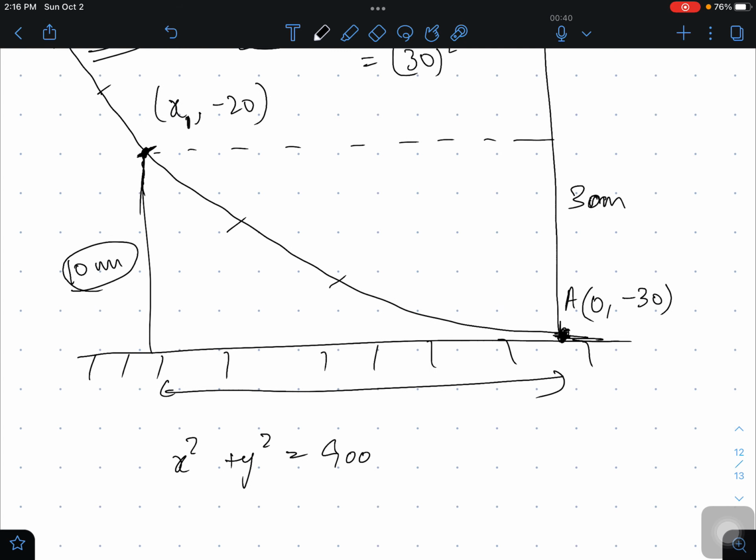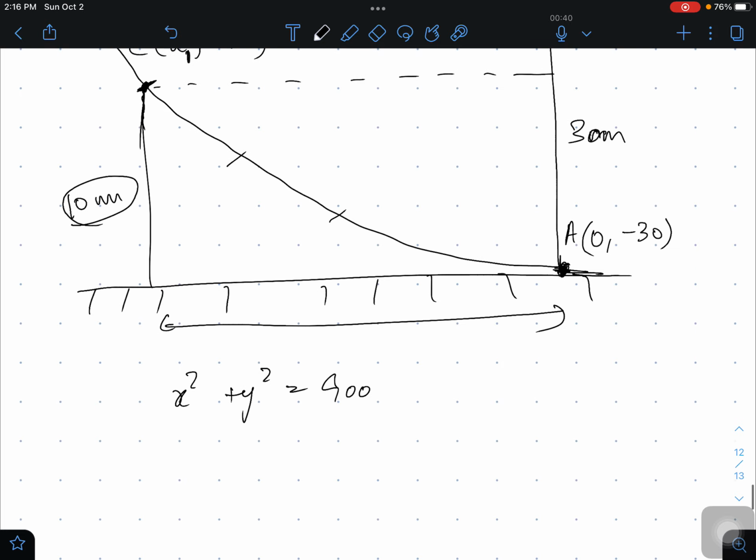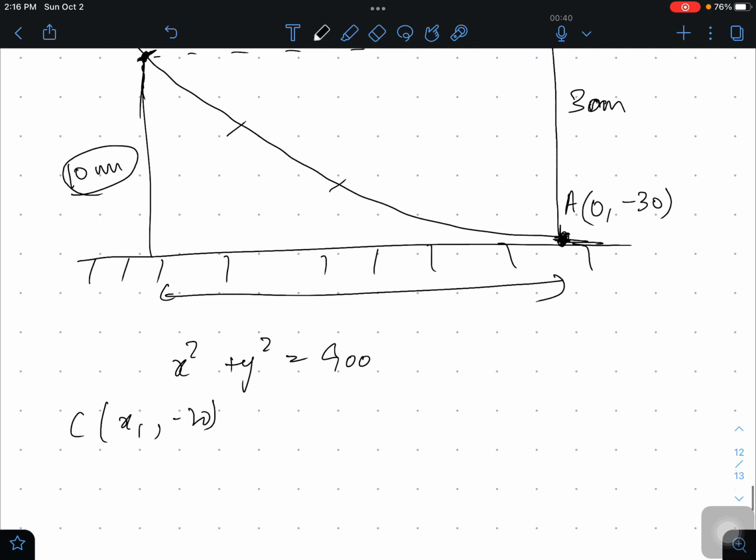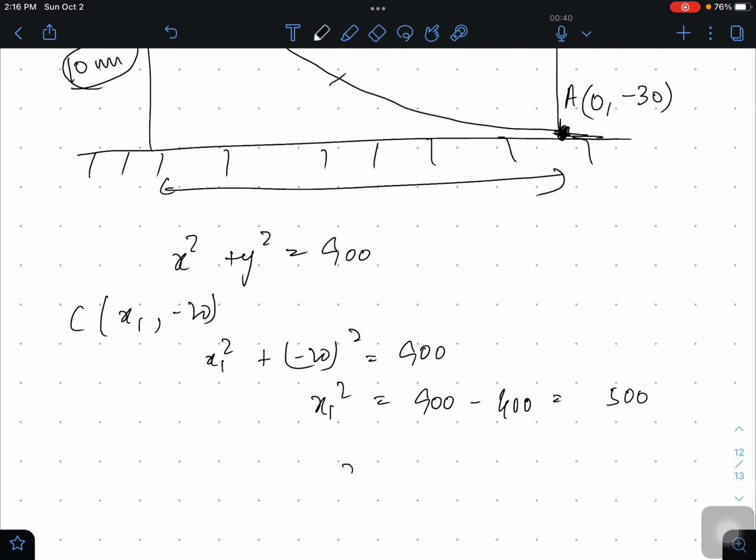So let us say this point is point C. Point C has the coordinate x1 comma minus 20. We will put this in the equation. So we get x1 squared plus (minus 20) squared is equal to 900. So x1 squared is equal to 900 minus 20 squared, which is 400, so which will give you 500, and that is x1 is basically the square root of 500.